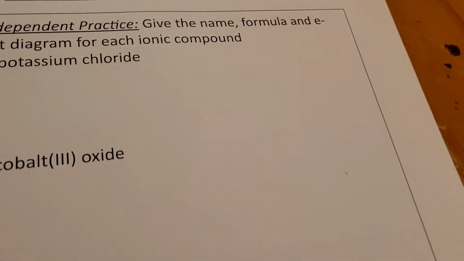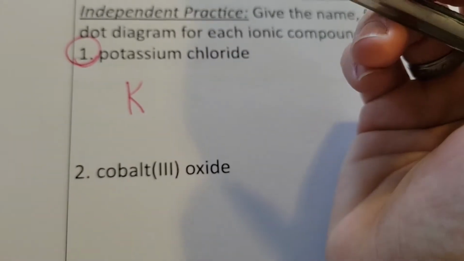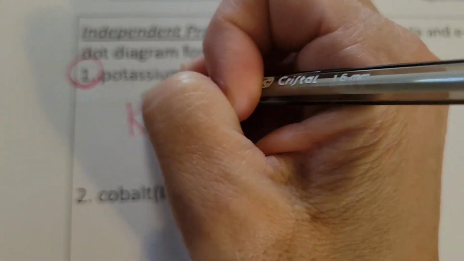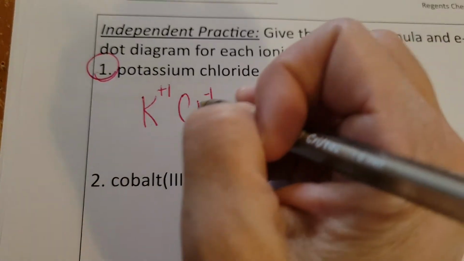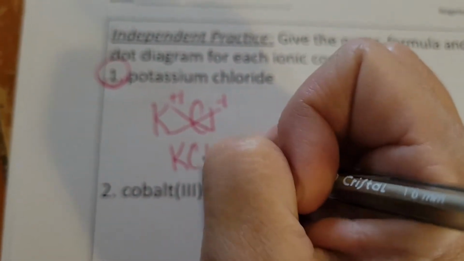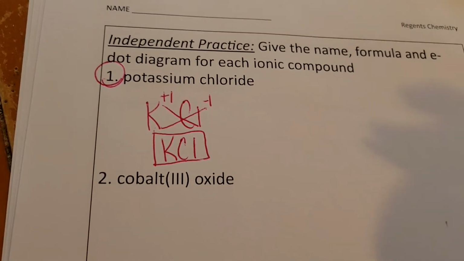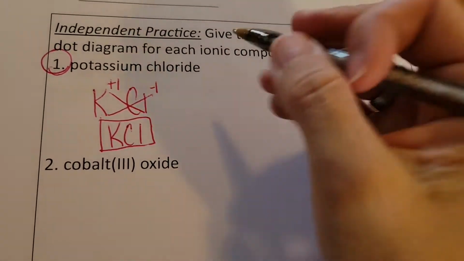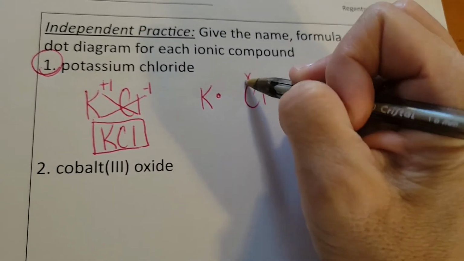So we have potassium chloride. Potassium is K. I'm going to do the formula this time. If I look it up on the table, it has a +1 charge. Chlorine has a -1 charge. So I know my formula is going to end up being KCl. So this time I just started with that. Potassium has 1 valence electron. Chlorine has 7.